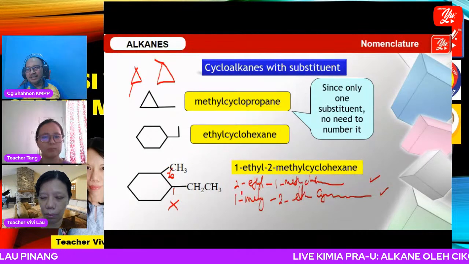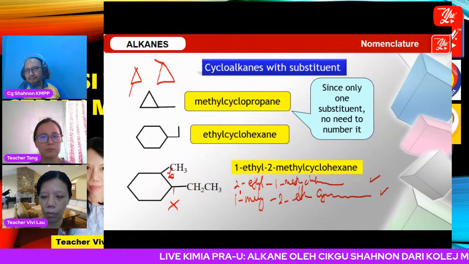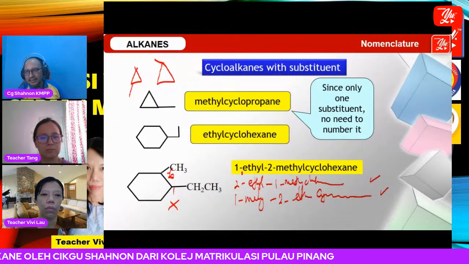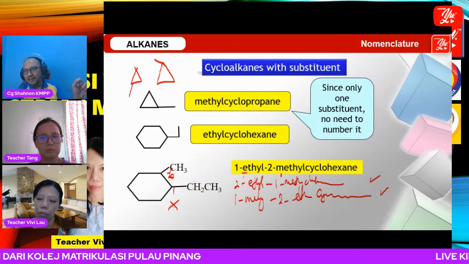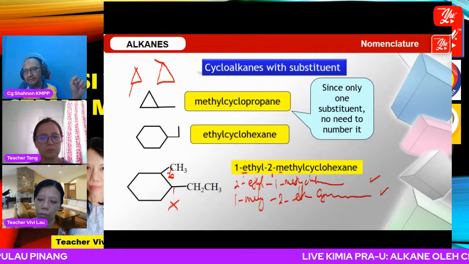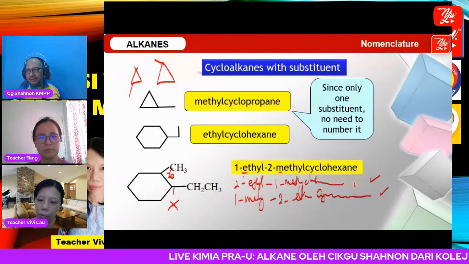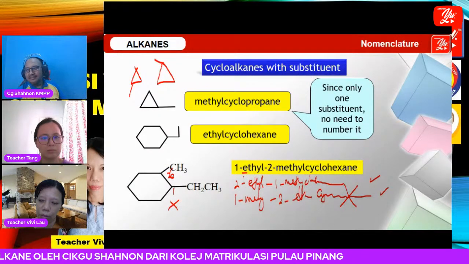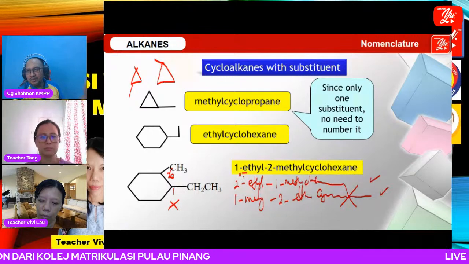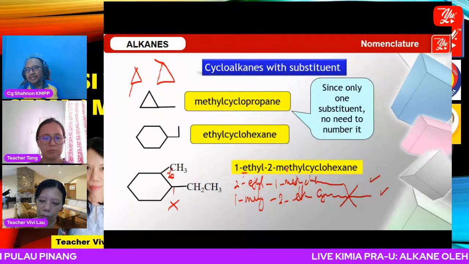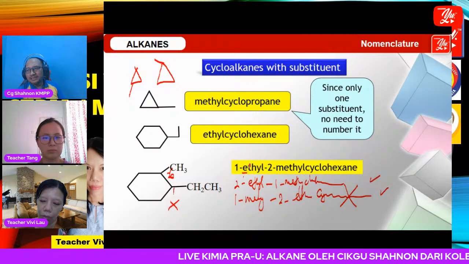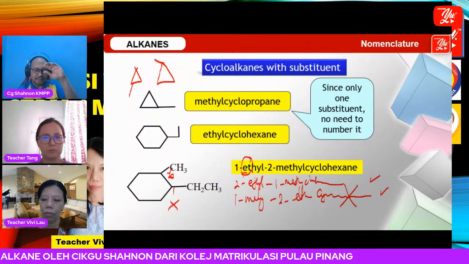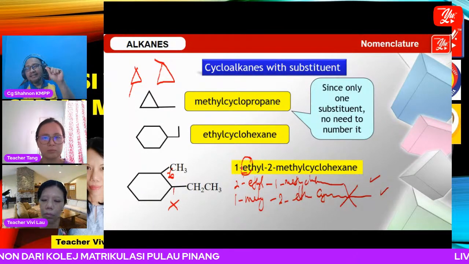But we have to follow the rule that, according to alphabetical order, E must be written first and followed by M. Okay, that's one. So this one we can eliminate: 1-methyl, 2-ethyl. All right, but now we compare 1-ethyl and 2-methyl, and the winner is 1-ethyl because it gets the smallest number. The E is according to alphabetical order, and it gets the smallest number.